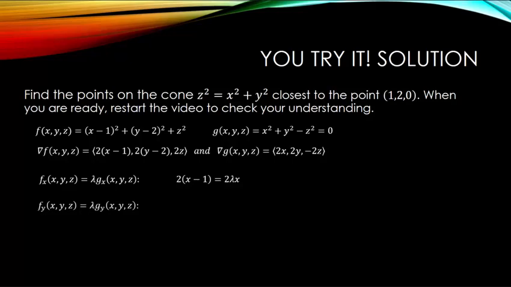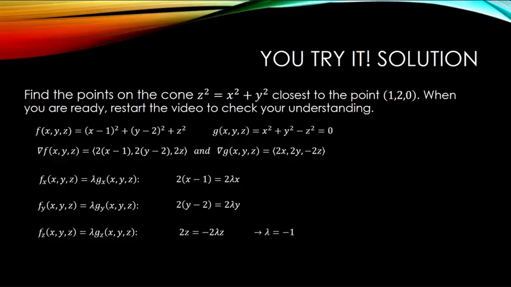Fy at xyz is equal to lambda times gy at xyz. This tells me that 2 times the quantity y minus 2 is equal to 2 lambda y. And fz at xyz is equal to lambda times gz at xyz. This tells me that 2z is equal to negative 2 lambda z.